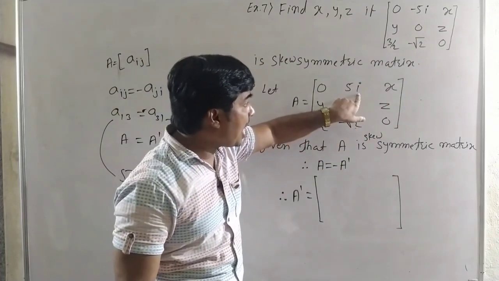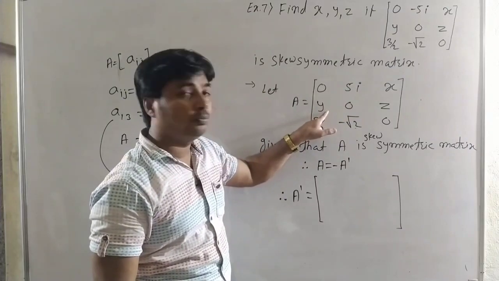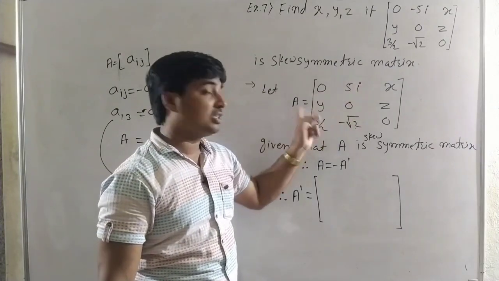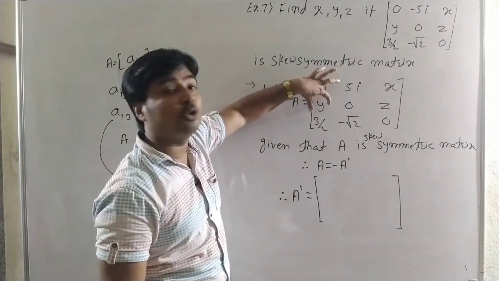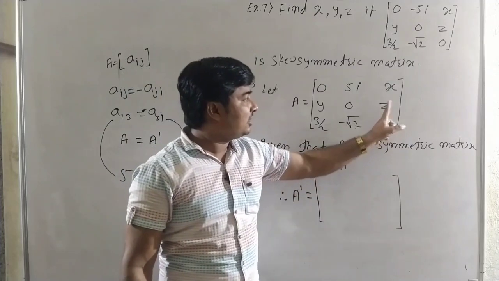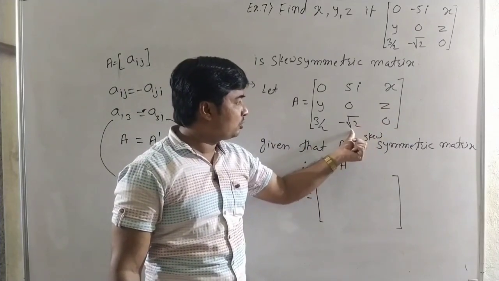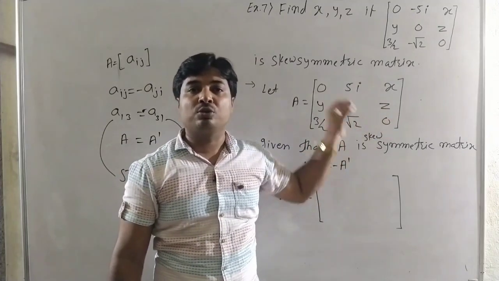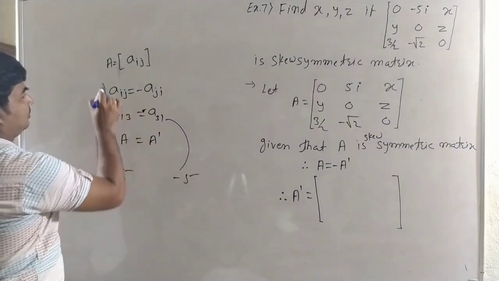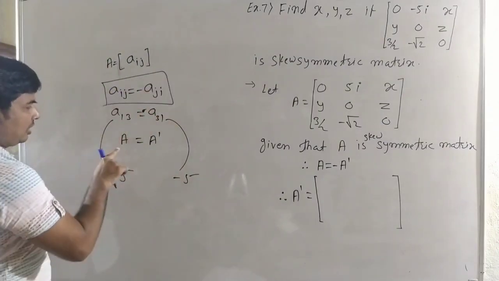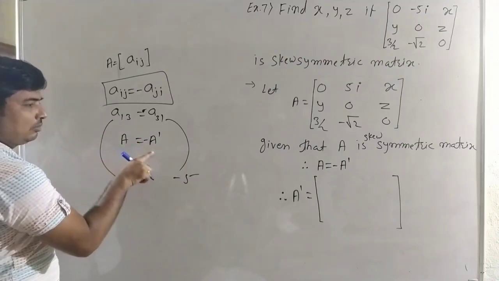Here it is 5y, first row second column, therefore the second row first column is minus 5y, therefore y is minus 5y. And here the second row third column is z, and the third row second column is minus root 2, therefore z is equal to minus root 2. Okay, we can directly write by using this concept. Or A is equal to minus A dash, it is a skew symmetric matrix.